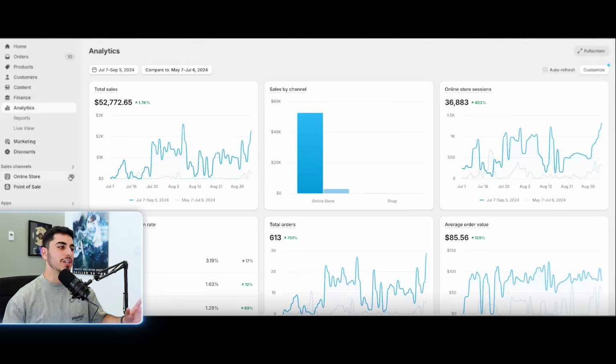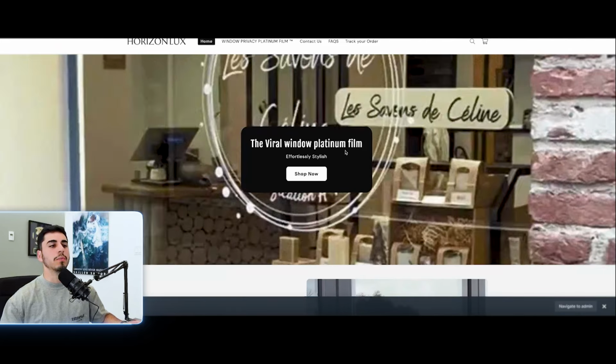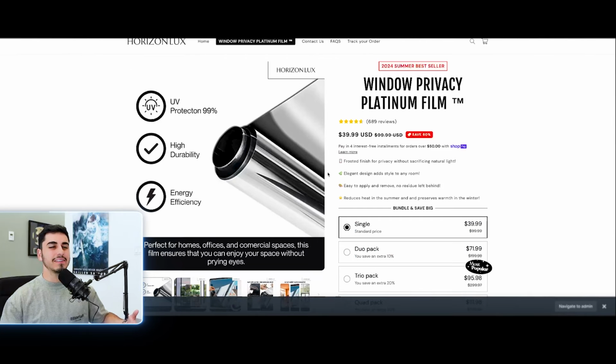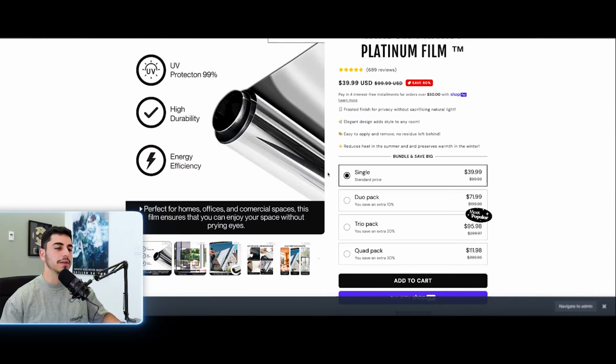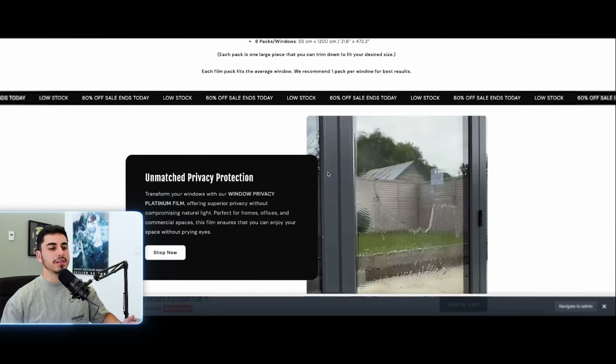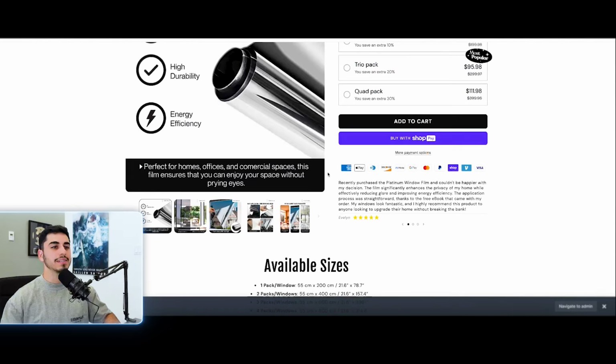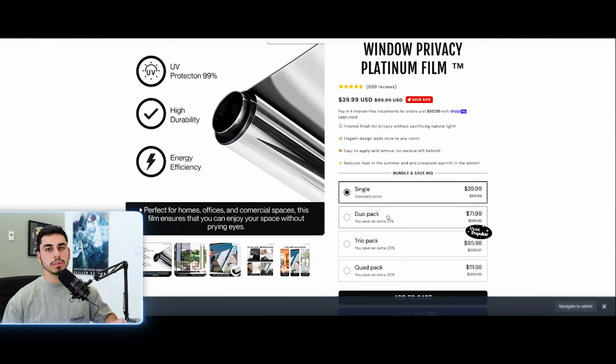Now, as you can see going into the store itself, this is the product that we're selling. It's the Varo Window Platinum Film, which basically gives people privacy and also saves people on the energy bills by putting this up on their window. Now, as you can see here, we were really, really excited about this product because a lot of people buy multiple products. So they don't just buy one. People are buying duos, trios, quad packs.